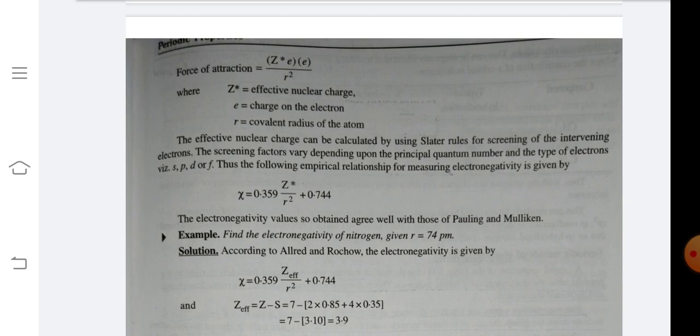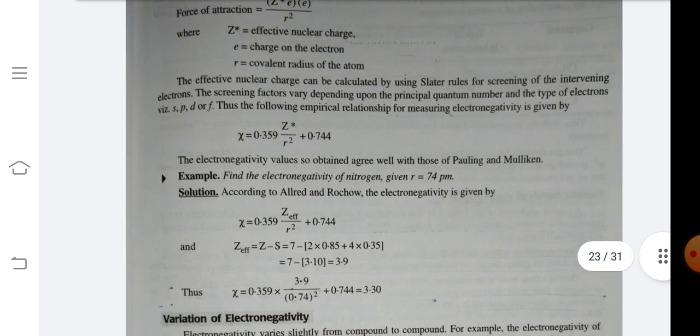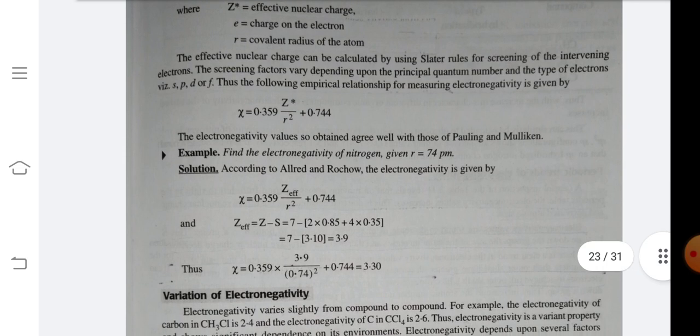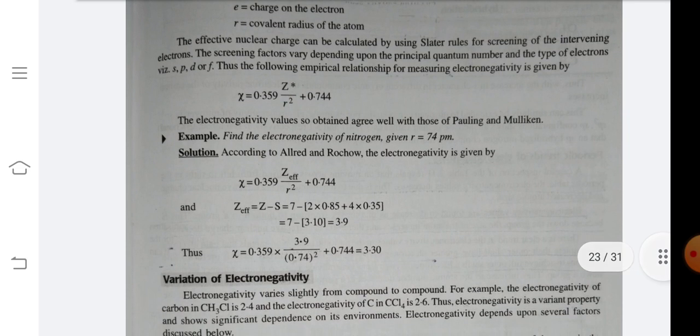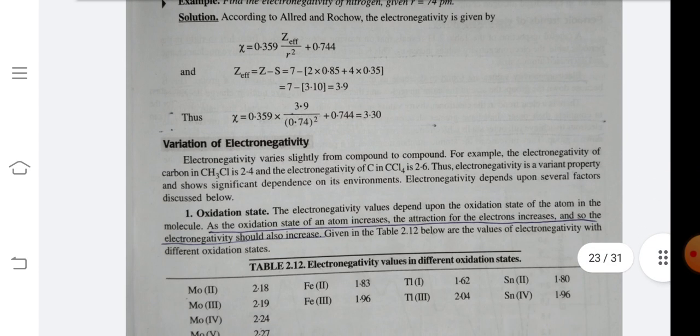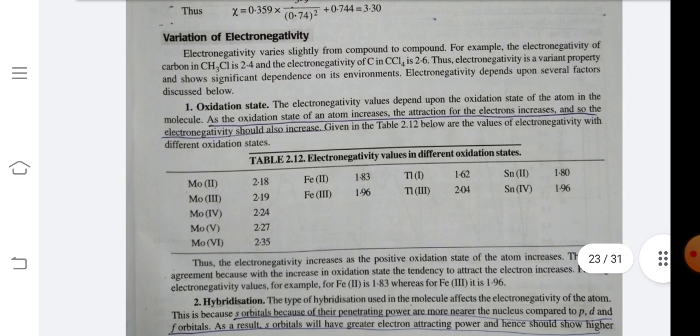The effective nuclear charge can be calculated by using Slater's rules for screening of the intervening electrons. The screening factors vary depending upon the principal quantum numbers and the type of electrons, s, p, d or f. Thus, the following empirical relationship for measuring electronegativity is given by X is equal to 0.359 Z* upon r squared plus 0.744.